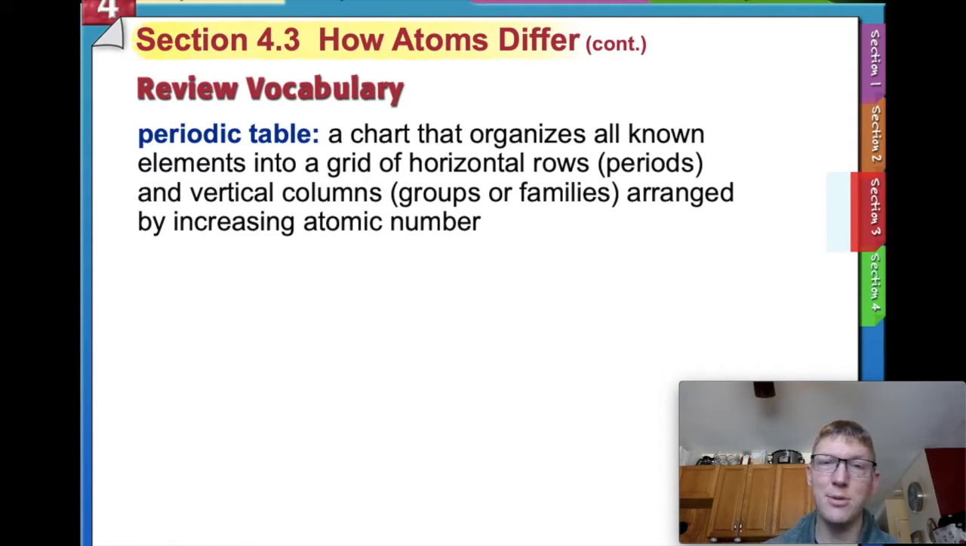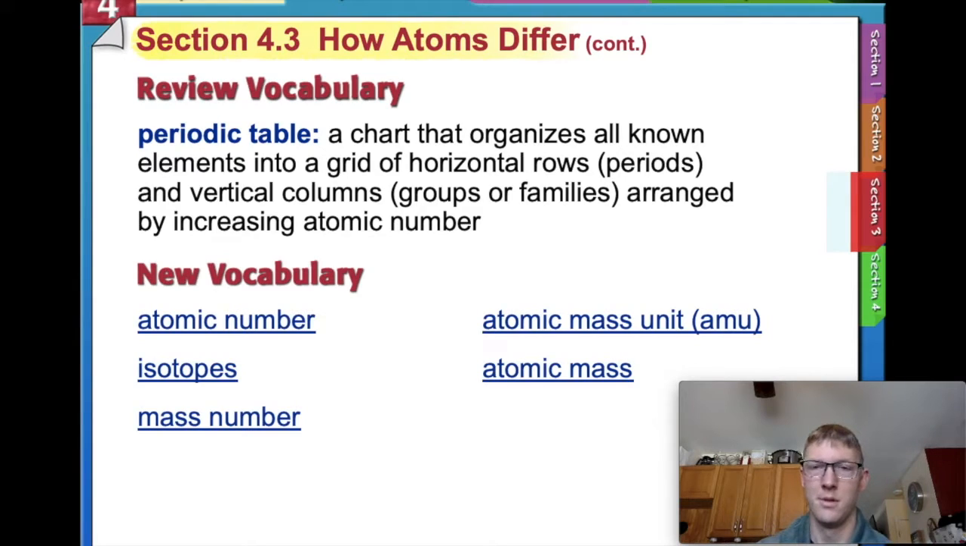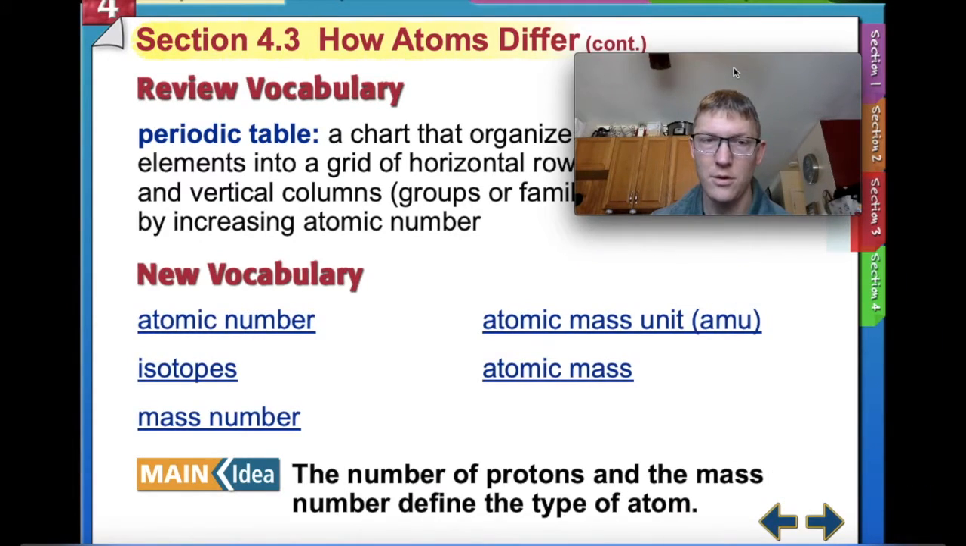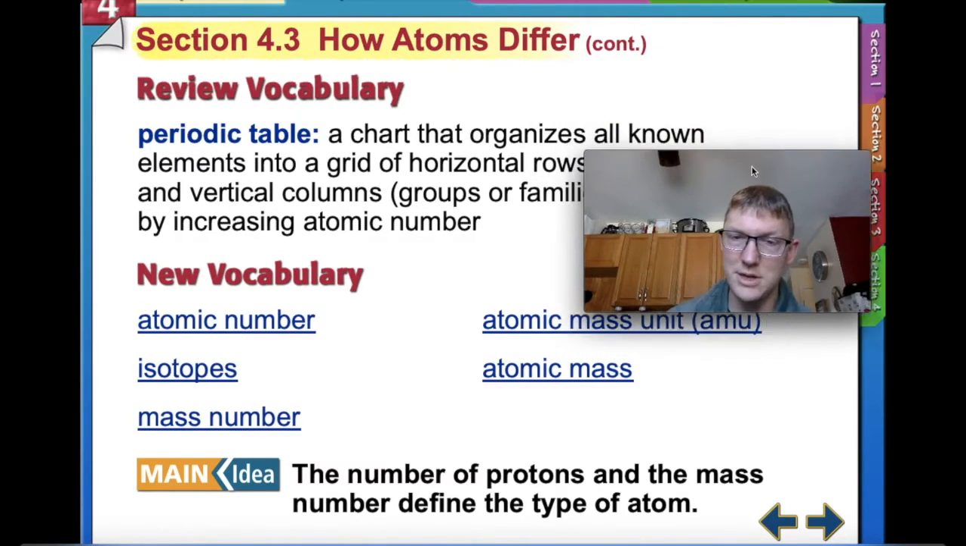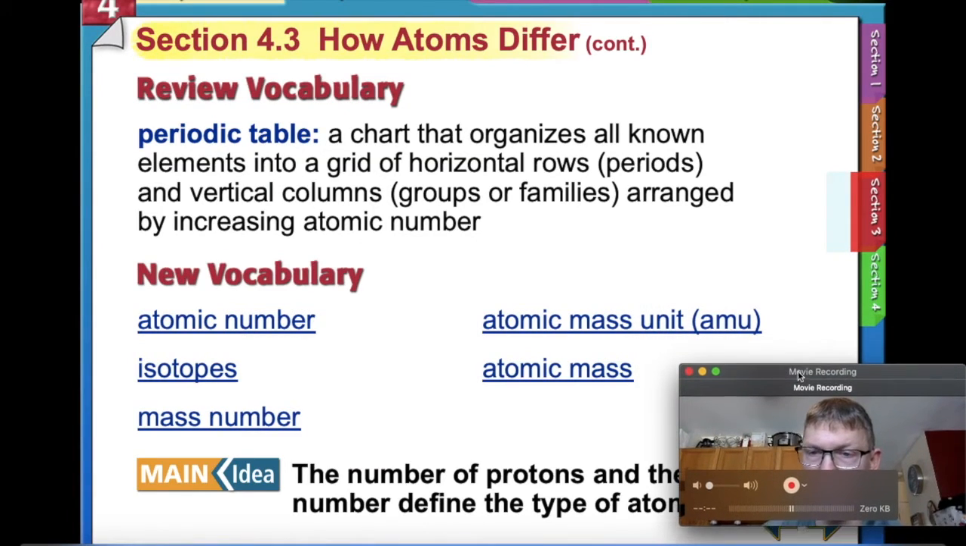So remember, the periodic table is that chart that organizes all of our elements. Again, remember, I will not ever ask you to memorize the periodic table, but it's something to be familiar with. So again, if you don't have the app or anything like that, you should. And we're going to go over all of these words here momentarily. So the main idea is the number of protons and the mass number define the type of atom.